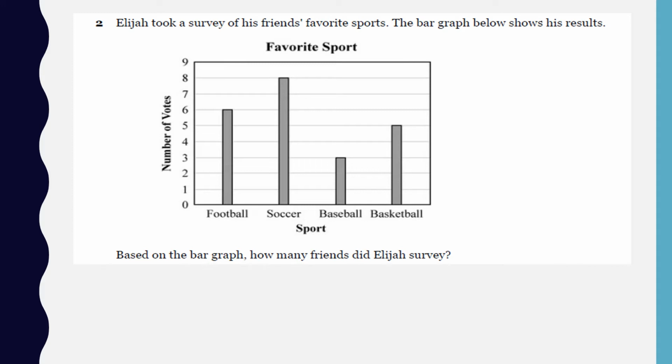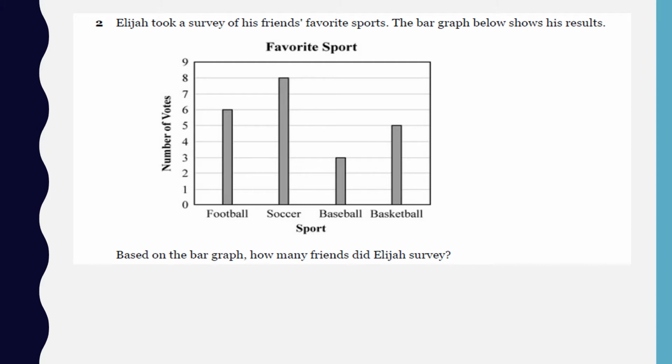Welcome back, scholars. Now that you've completed your problems independently, I'm going to show you how I would go about solving this problem. First things first, I need to read my problem twice always. So I'm going to read my problem again now.